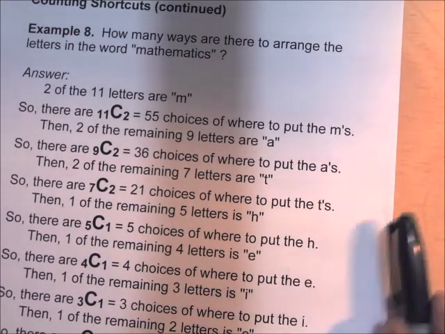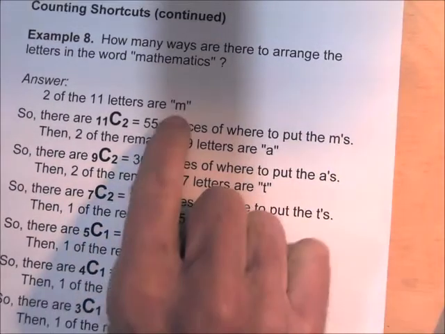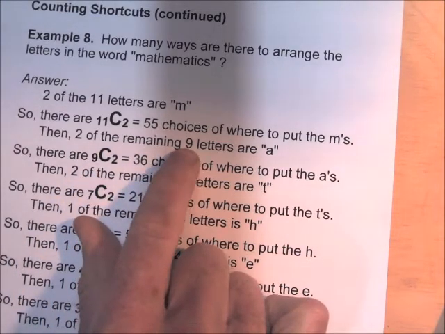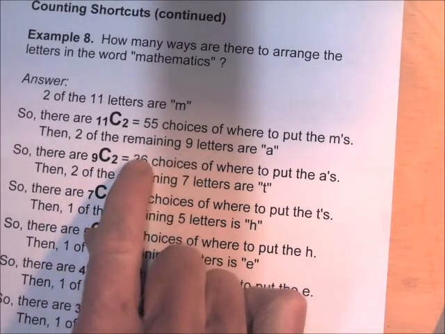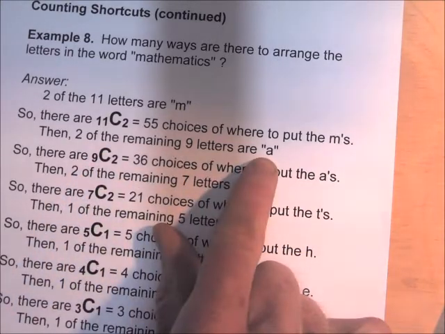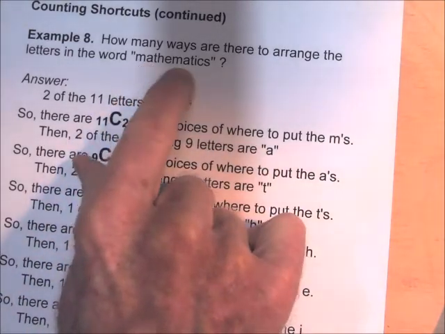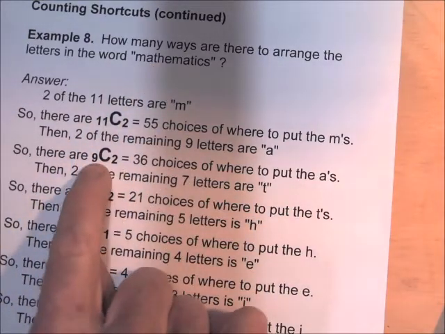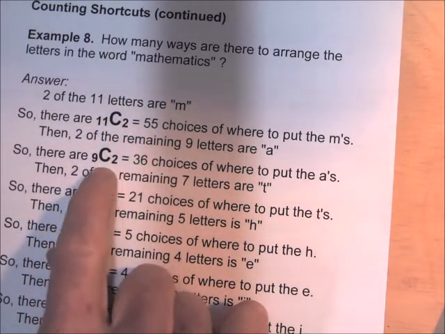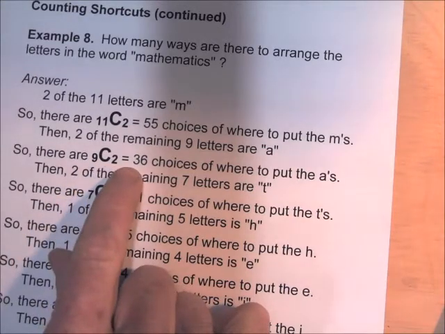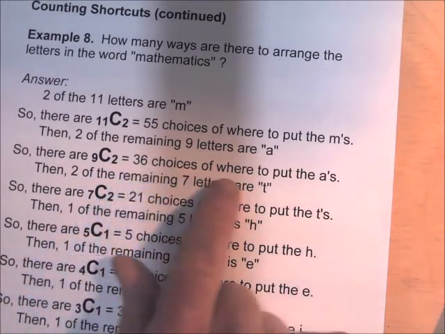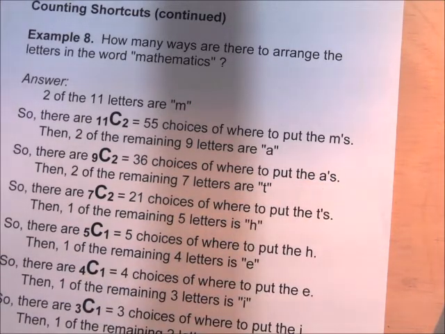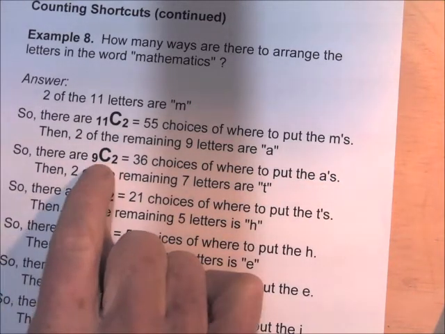And then once we've chosen this location for the M's, there are 9 spaces left, and 2 of the remaining letters are A's. We have an A here and an A there, and we have 9 choose 2 ways of choosing where to put the A's, once we've located the M's. So again, we can work this out.